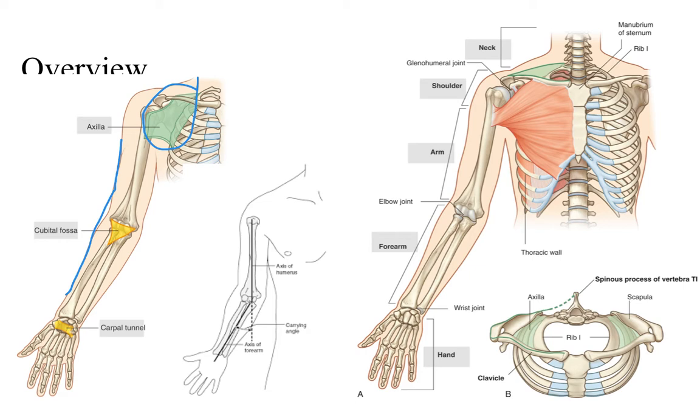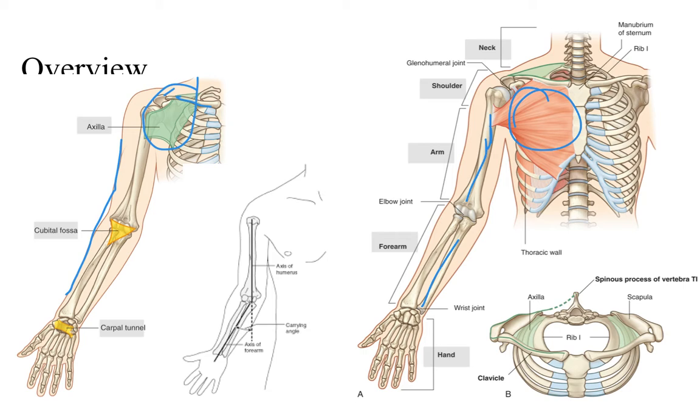So we'll be talking about the bones of the shoulder, including the clavicle and the scapula, as well as the muscles that are associated with the movement of the arm. So we'll be going into muscles of the chest and a couple of the muscles of the back as well, because their insertion points are onto the arm and therefore they will be involved in movement of the arm.